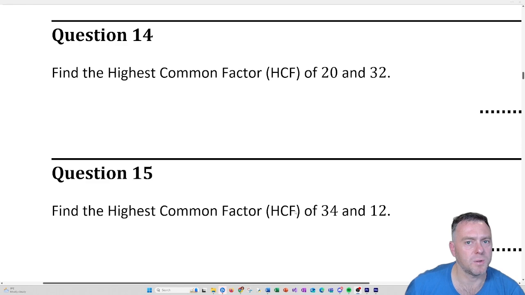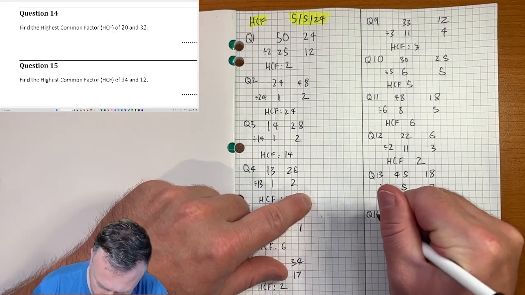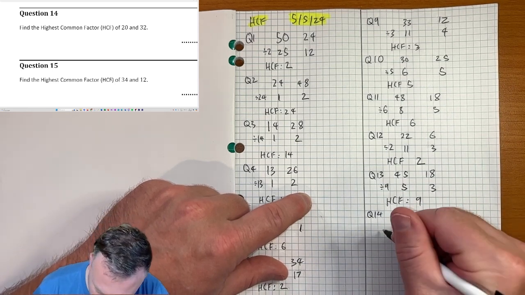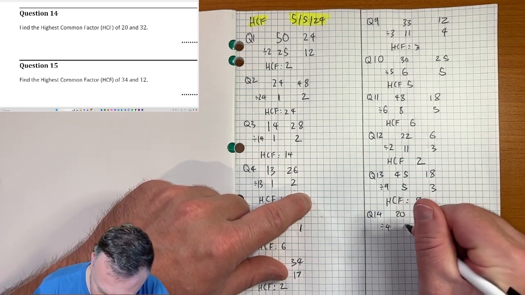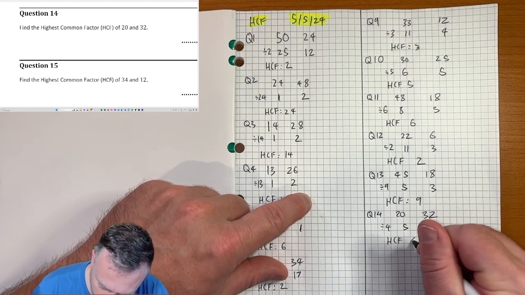Highest common factor of 20 and 32. So you can divide both of these by 4. Then we get 5 and 8. So our highest common factor in this case is 4.